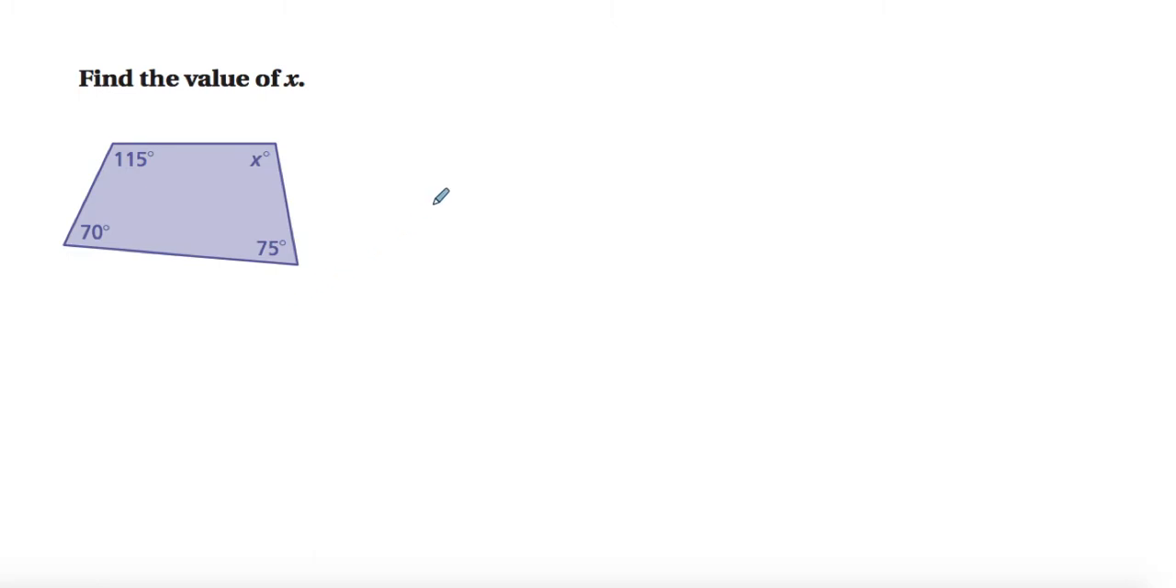I can set up my equation as X plus 115 plus 70 plus 75 is equal to 360. What I am doing is I'm setting up my equation by adding all of the angles in my shape and setting it equal to 360 degrees.